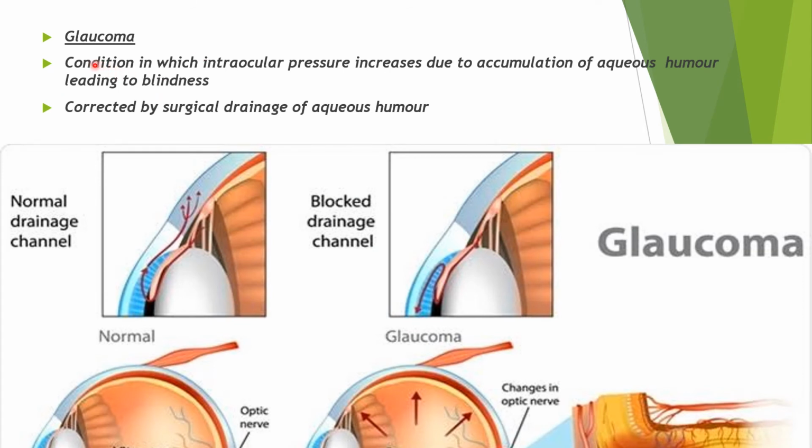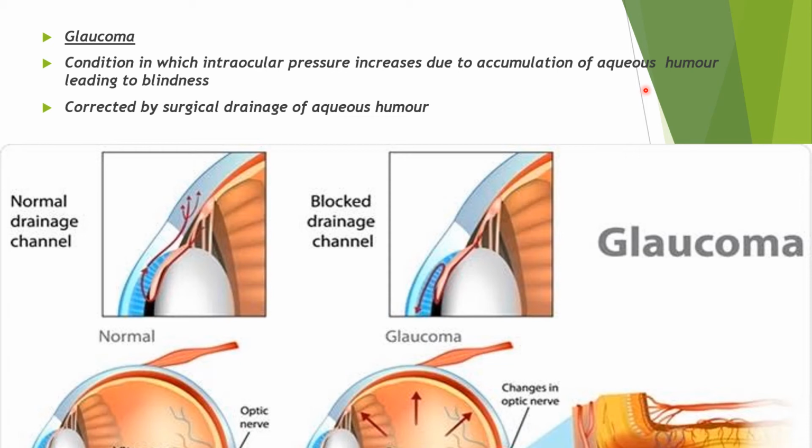Now the next eye defect is glaucoma. Glaucoma is a condition in which the intraocular pressure increases. Intraocular pressure means the existing pressure inside the eyeball due to the presence of fluids, which increases due to the accumulation of aqueous humor. I had told you earlier, aqueous humor is located between the cornea and the lens. It is formed normally and it is drained also normally.